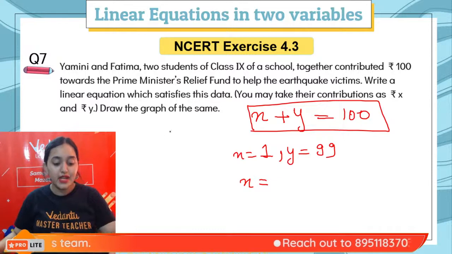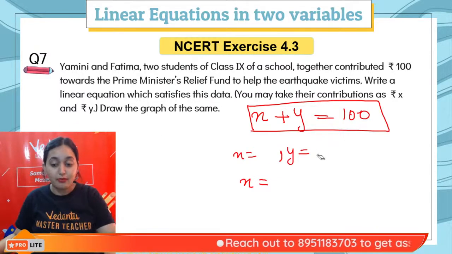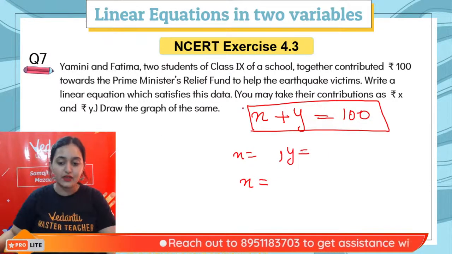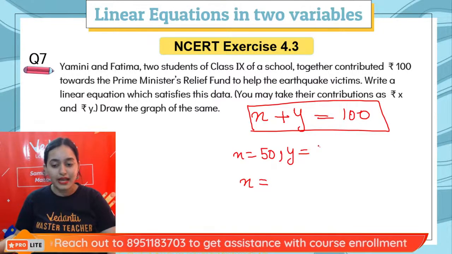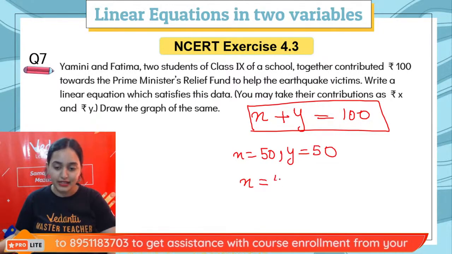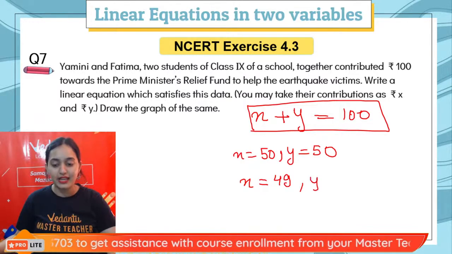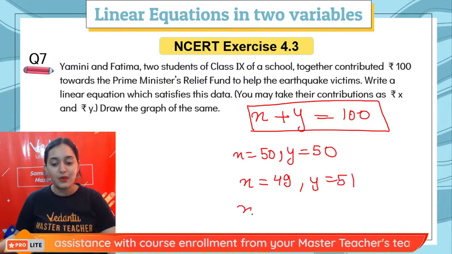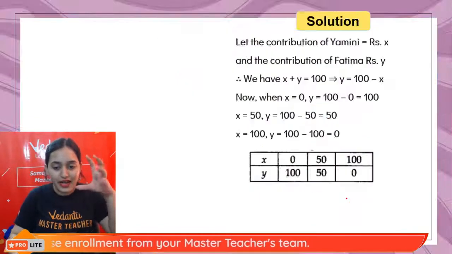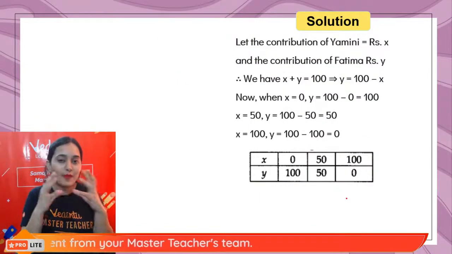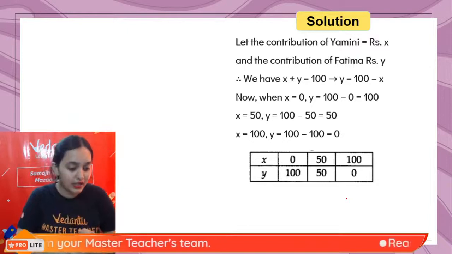बनाना पड़ जाएगा. So rather than making such a big scale, what we can do is we can write it like this. When x is 50, y is 50. When x is 49, y is 51. When x is 51, y is 49. So इससे आपका ग्राफ जो है वो छोटा बनेगा और आसपास की वैल्यू से आप ड्रॉ कर पाओगे.